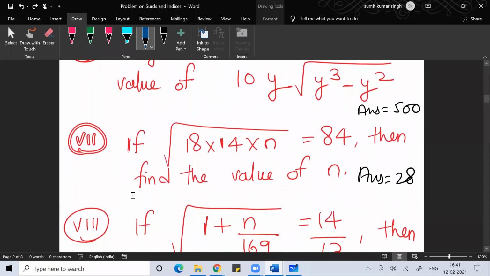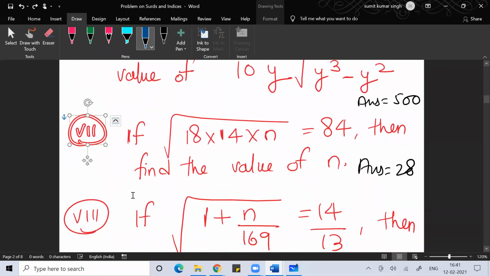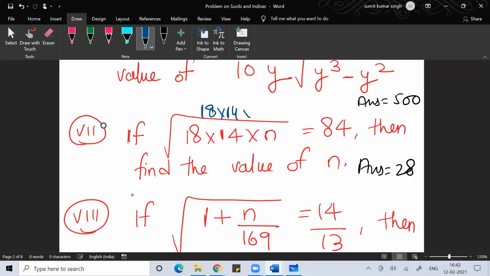6 or 7? 6 you did, 7. 84 you can write as, if you find the factors of 84, 84 is 2 into 42. 42 is 6 sevens are. 6 is 2 threes are. So 84 you can write as 2 square into 3 into 7. You can solve this by squaring both sides. If you do squaring both sides, you'll get 18 into 14 into n is equal to 84 square. So then you can find the value of n.